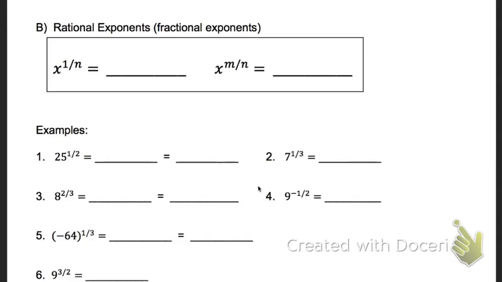So we've seen integer exponents, but the next thing we'll talk about is fractional exponents or rational ones. So if I have something like this, have you guys seen these before ever?